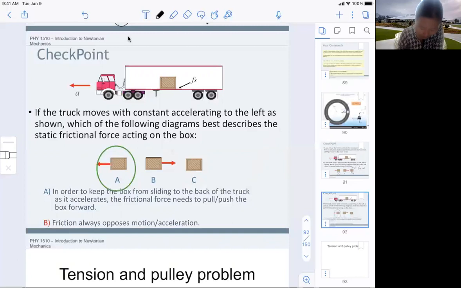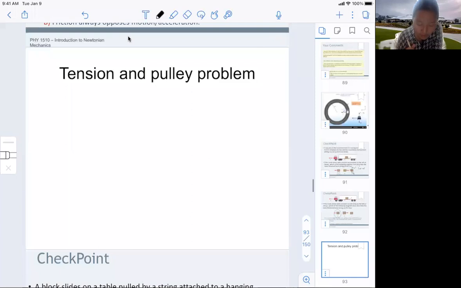Okay, remember we previously solved a problem involving tension, and a problem involving the ramp, also with the spring. Now let's look at a very common type of problem that shows up, involving the pulley and the tension in the pulley.